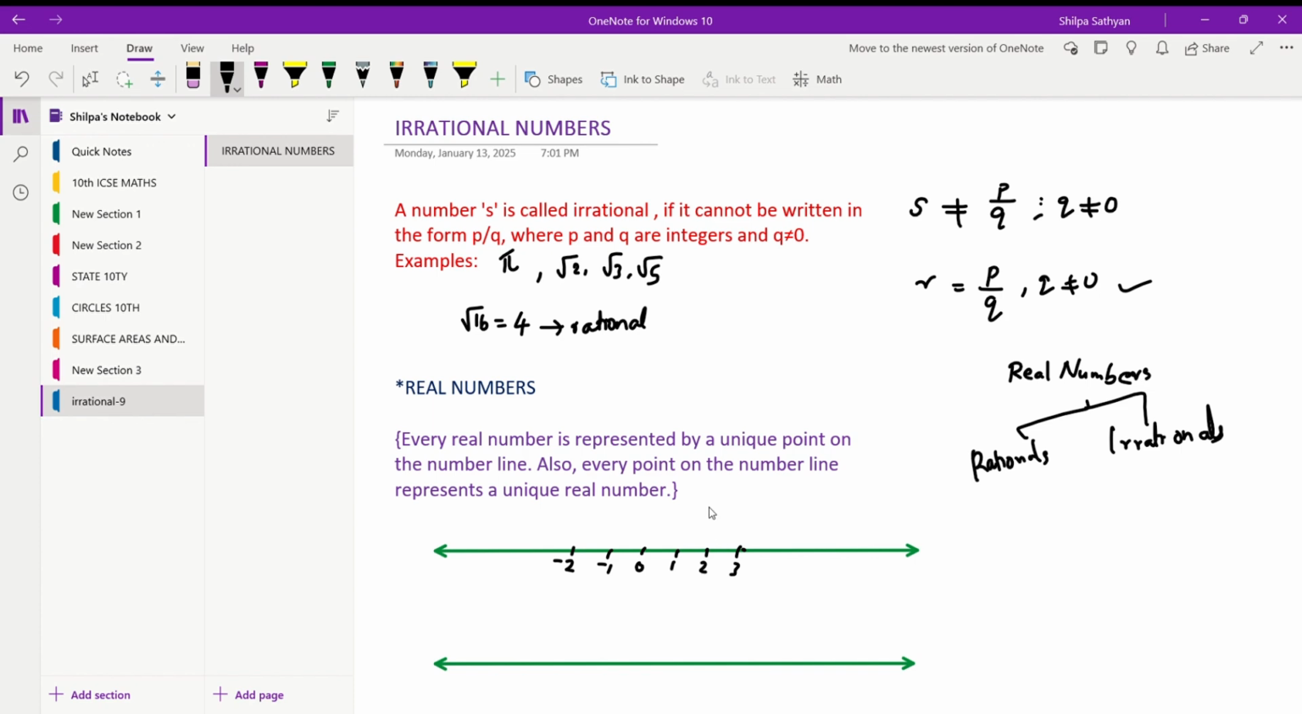And in the second direction also, every point on the number line represents a unique real number. Okay, so from this, if you are taking one point, it represents a real number. So if you are taking any point on the number line, it represents a real number.